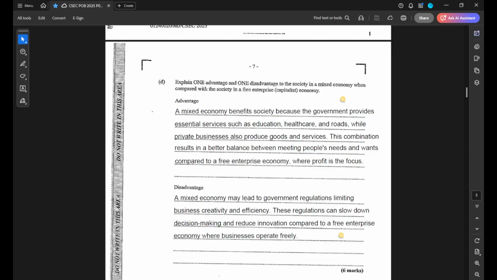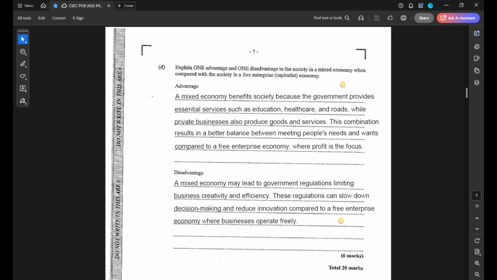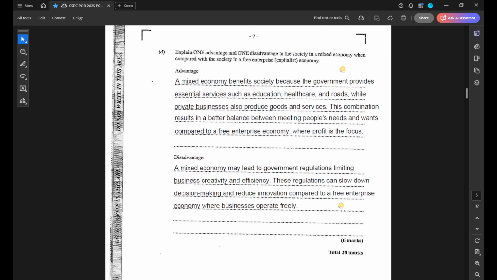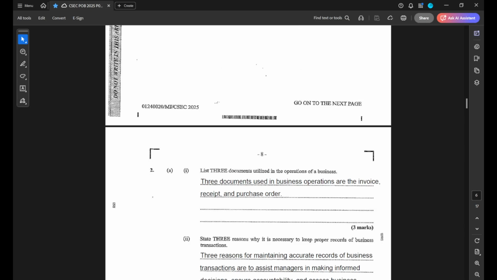Not necessarily, but it may happen. It may happen. That doesn't have to be true. But yeah, for 6 marks, here are the 2 points you're going to have for advantage and disadvantage.